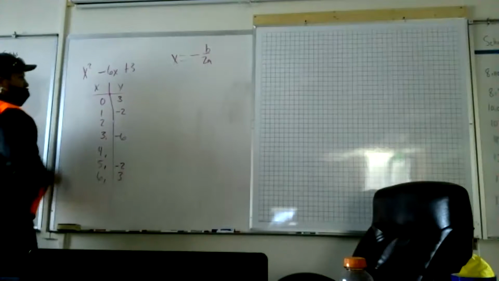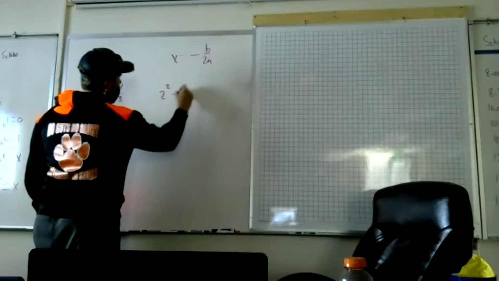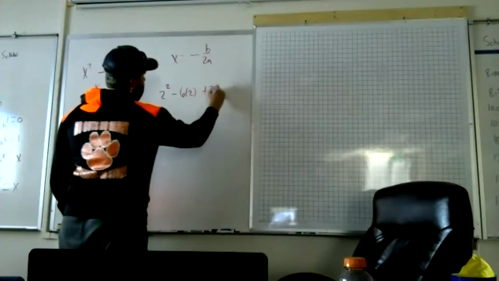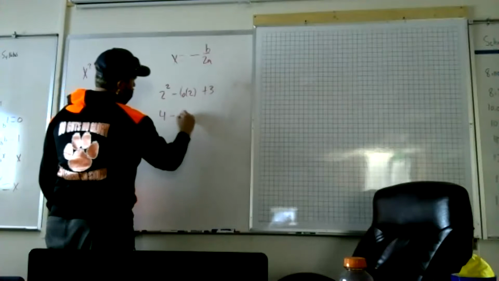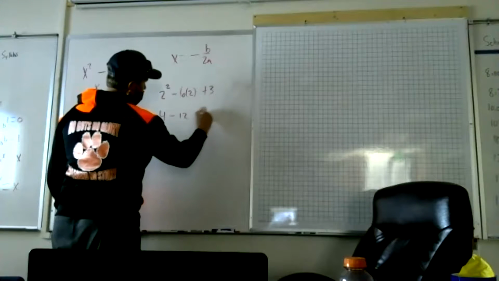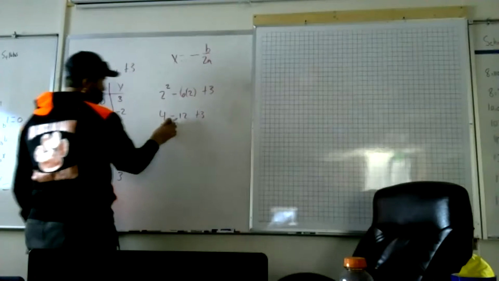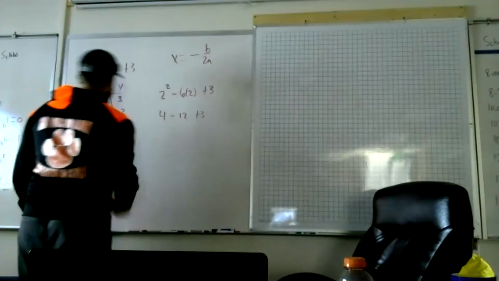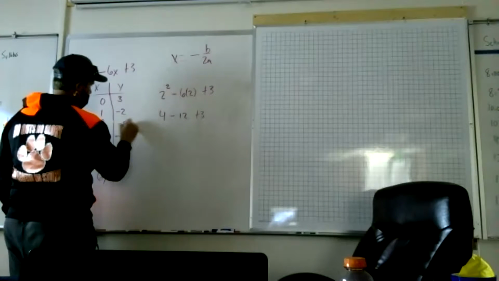And if I plug 2 into my equation, it's 2 squared minus 6 times 2 plus 3. 2 squared is 4. 6 times 2 is 12, plus 3. 4 minus 12 is negative 8, plus 3 is negative 5.